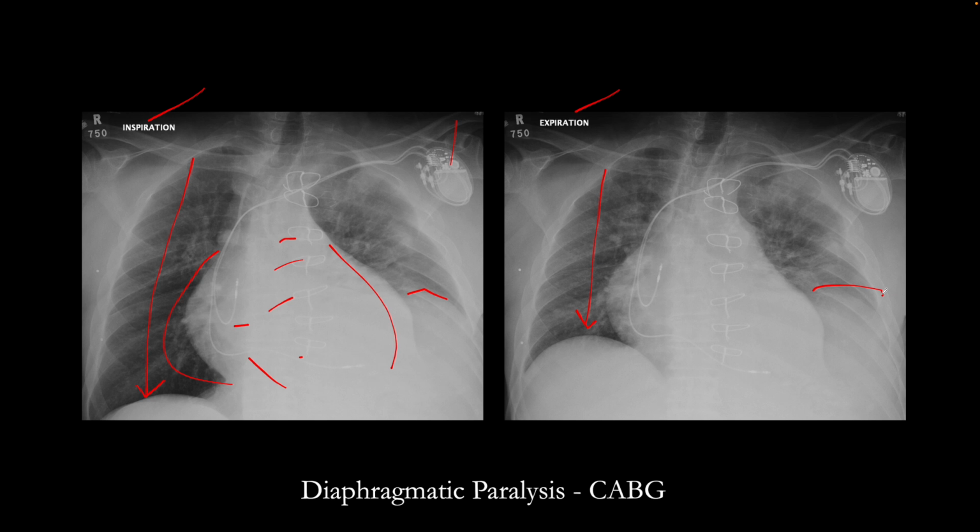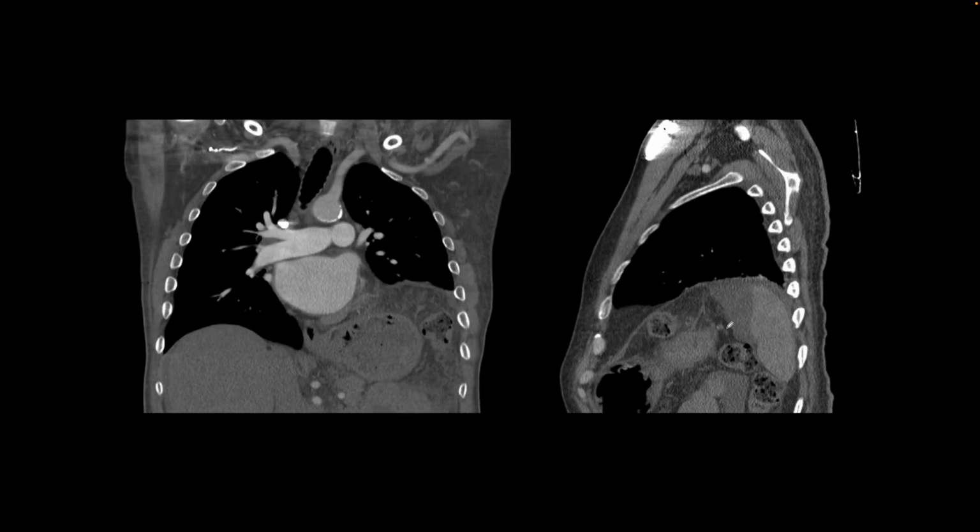The most common cause of diaphragmatic paralysis is prior coronary artery bypass grafting, and we see the changes of CABG in the form of sternotomy in this patient. These are correlative images from the patient's CT scan showing elevated left hemidiaphragm from paralysis.